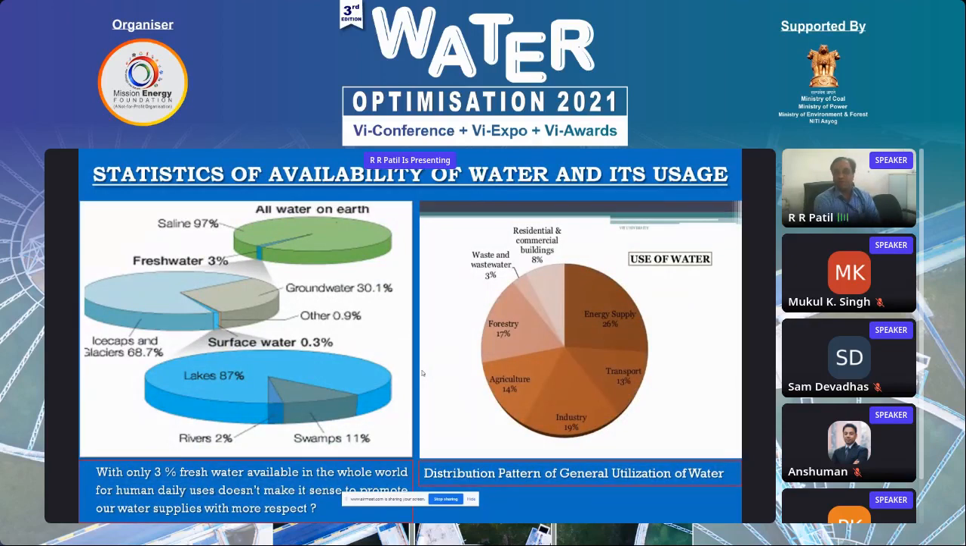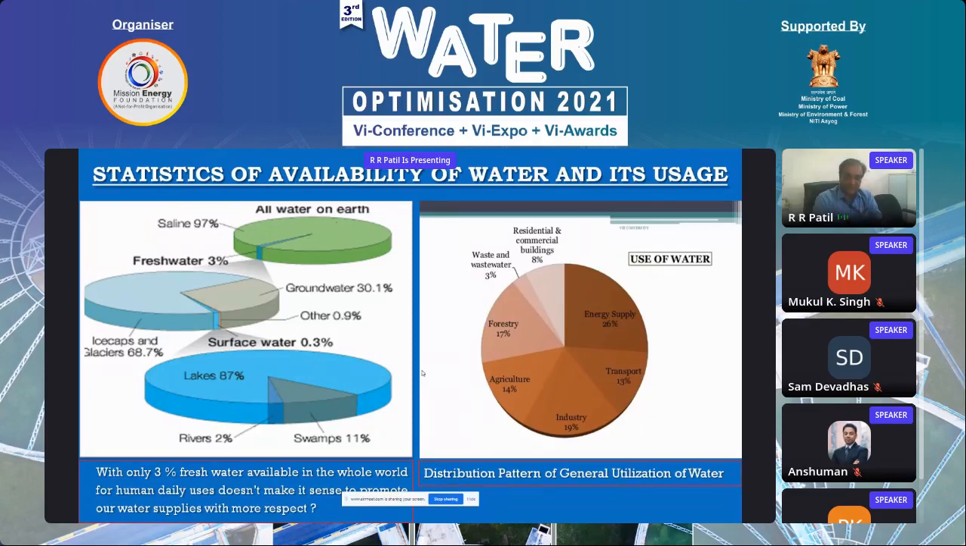Statistics on the availability of water and its uses. Only 3% of the fresh water is available in the whole world for human daily use, so we have to respect it more. From the picture, it is clearly indicated that 97% is saline water and fresh water is 3%. This is bifurcated: 68% is ice caps and glaciers, groundwater is 31.1%, and other is 0.9%.